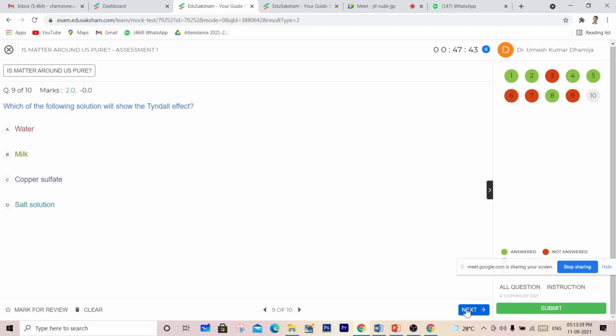Do you know what is the Tyndall effect? Yeah, tell me, what is that? Scattering of light by the particles, by the solution particles, colloidal particles particularly. So the solution that is a colloidal solution shows the Tyndall effect. So which among these is the colloidal solution? Milk, yes. So it is option B, correct answer.